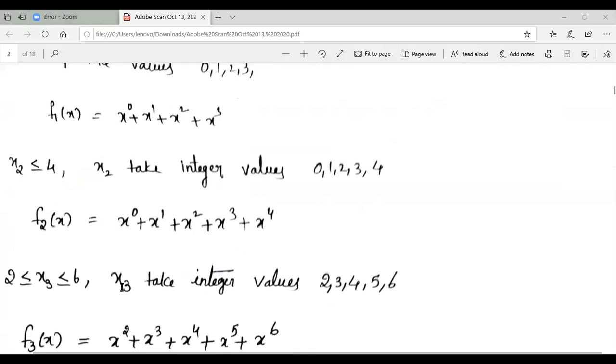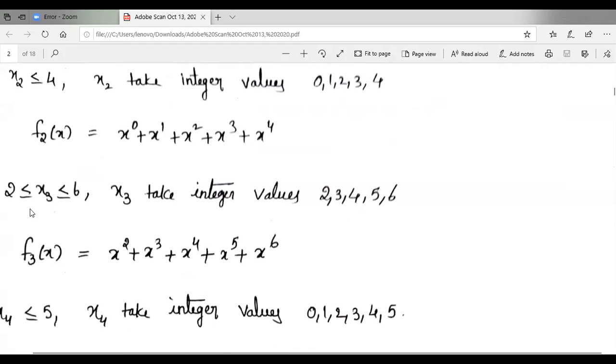The next constraint is 2 ≤ x3 ≤ 6. So x3 can take the integer values 2 to 6, that is 2, 3, 4, 5, 6. The function defined on x3 is f3(x) = x^2 + x^3 + x^4 + x^5 + x^6.